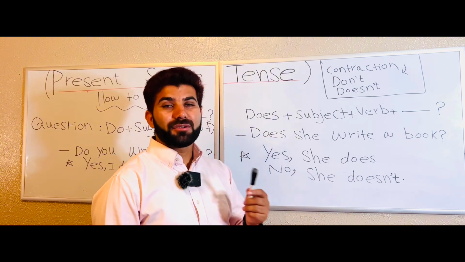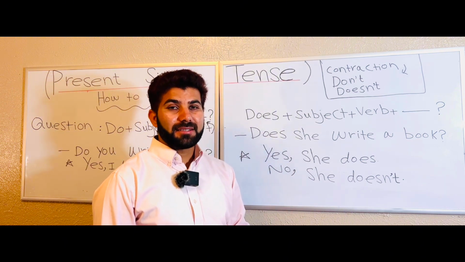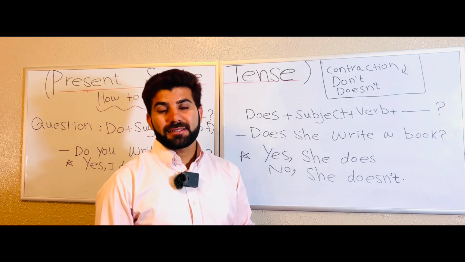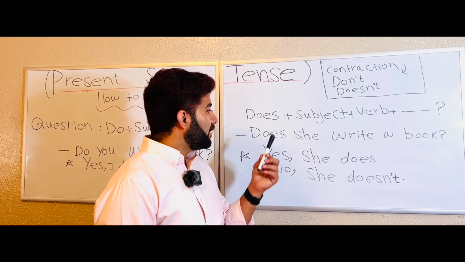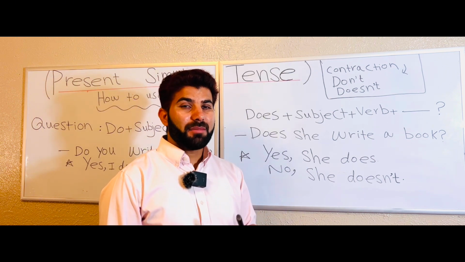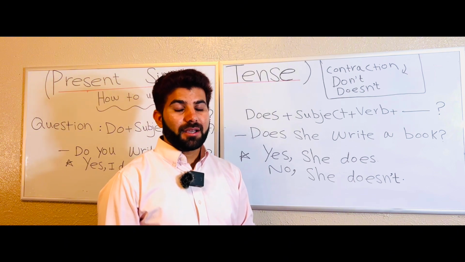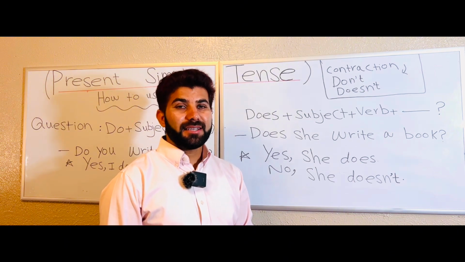Instead of he, we can use it. Does it write a book? Yes, it does, or no, it doesn't. Or instead of she, he, it, we can use a name. Does Bob write a book? Yes, he does, or no, he doesn't. Or we can say yes, Bob does, or no, Bob doesn't.